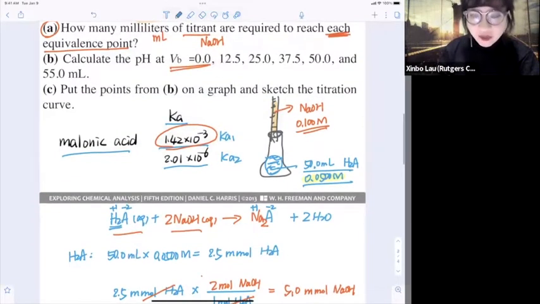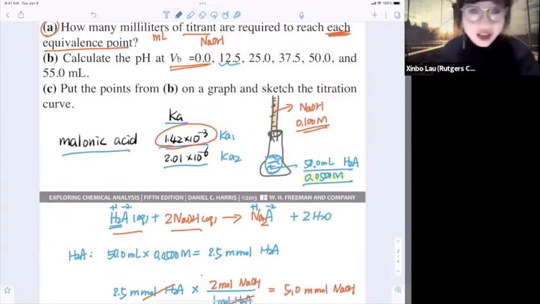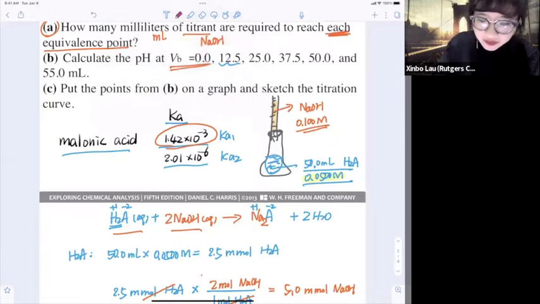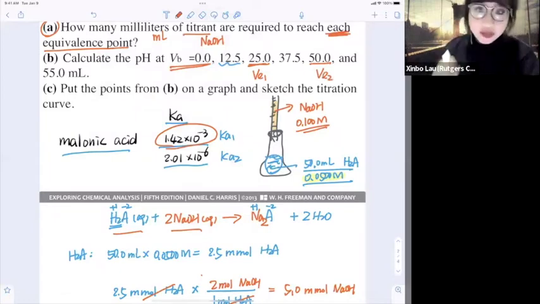Now let's see when you add 12.5 mL, what is it? Where are these numbers matching with? Let's think about it. We already calculated the first equivalence point, and that's our VE1. That's the second equivalence point, VE2.